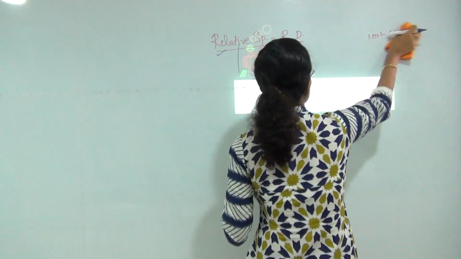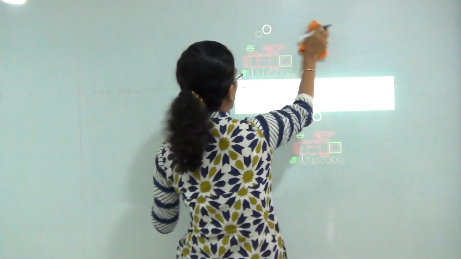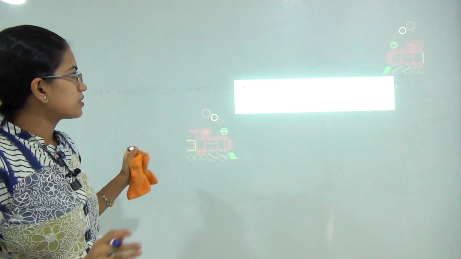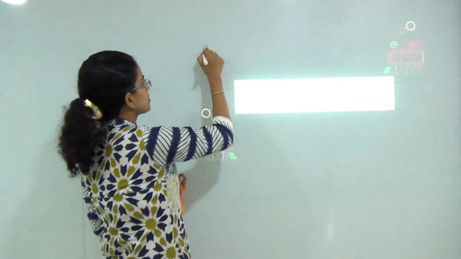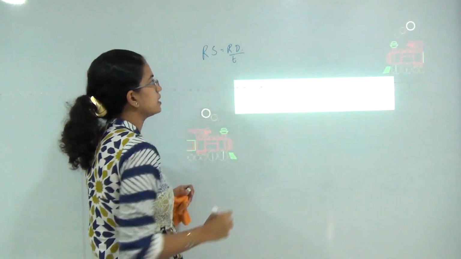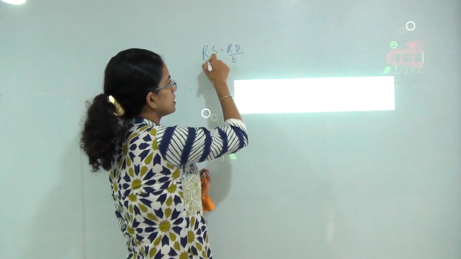Now let's take another example. In this example, the two trains are moving in opposite directions. When we are trying to calculate the relative speed of the trains moving in opposite directions, we will again find the relative distance divided by the time taken, and that would be the relative speed.